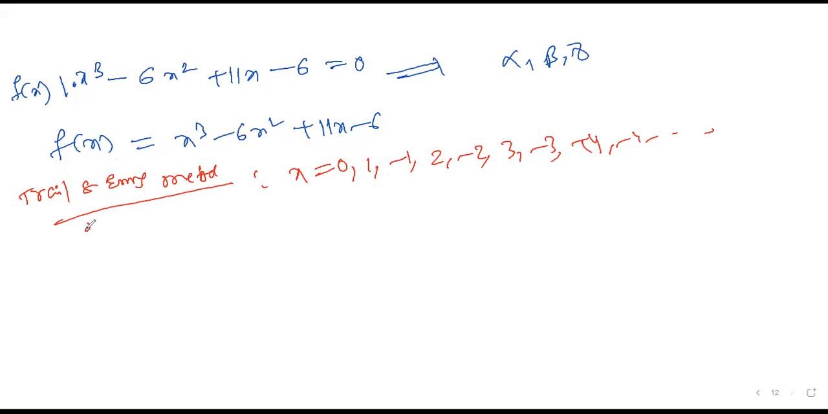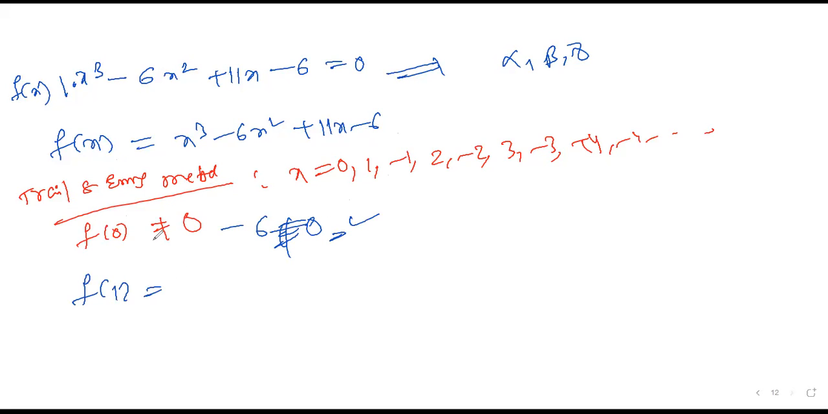So first of all I substitute f of 0. What is the answer? It is not equal to 0; I'll get -6. F of 0 means you substitute in the equation. Yeah, the answer is -6. It is not equal to 0. Clear?